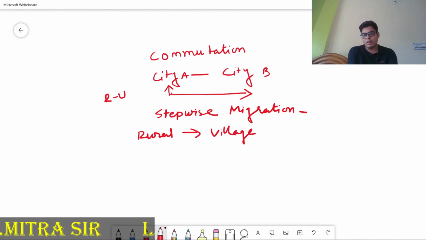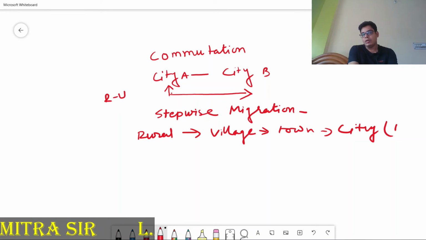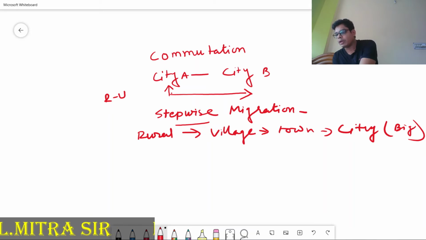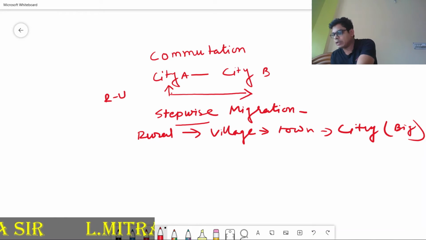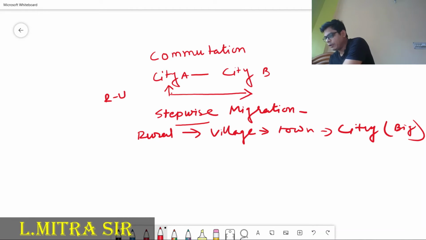Okay, from rural to a small city, then to a town, and after that people move to the big city. That time it is known as stepwise migration. This is our main thing, we have to memorize this terminology, because without this terminology you cannot understand this chapter very easily.